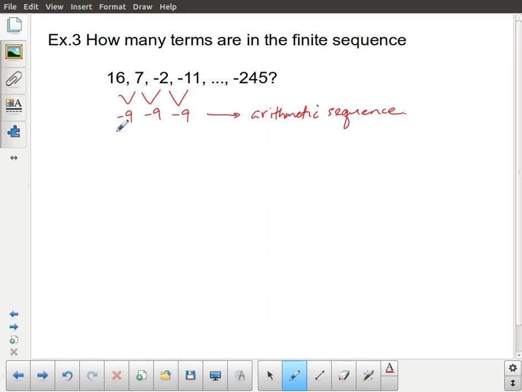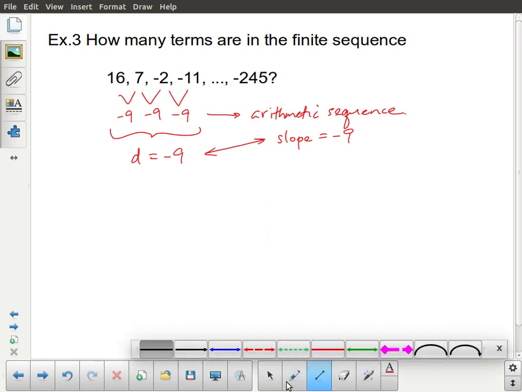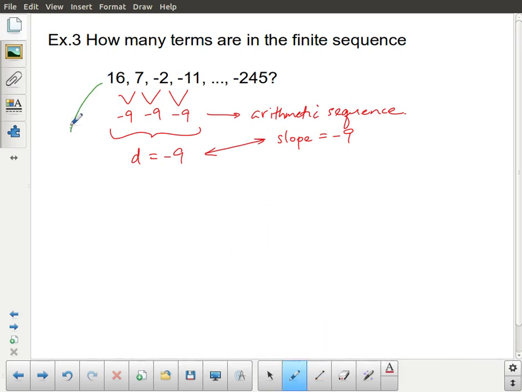Because by doing this, these constant values, which I've referred to before, tell us that the slope is equal to negative 9. That is the same as the common difference. The common difference and the slope are the same thing. So now I know my d value is negative 9, and this is my a value. My starting value is simply equal to 16.